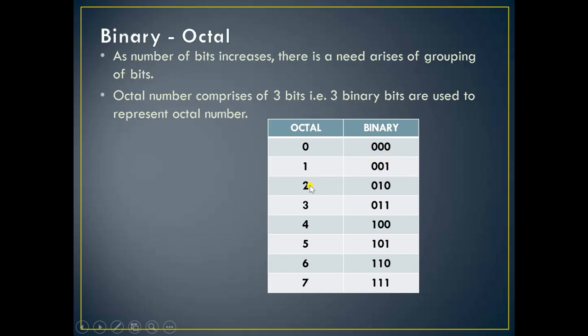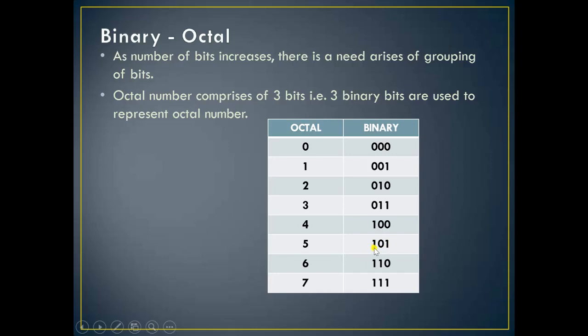Now 2. 2 raised to power 1, that's why 1 will be here. Now again 3. 2 plus 1 will become 3. So now 2 raised to power 1, 2 raised to power 0. It will give you the result 3. Now again 4. 2 raised to power 2, so it will give you the result 100. Now 5. So 4 plus 1, that is 5.